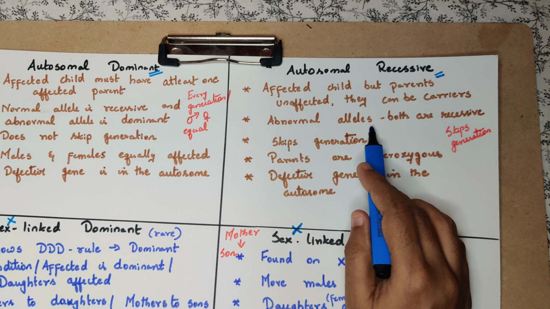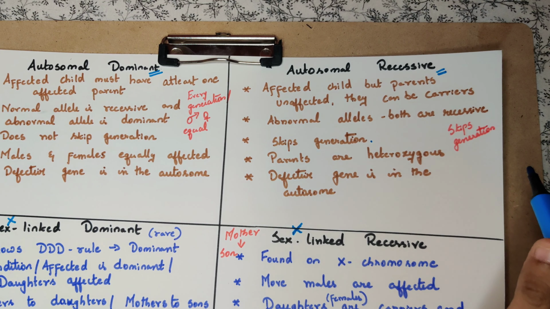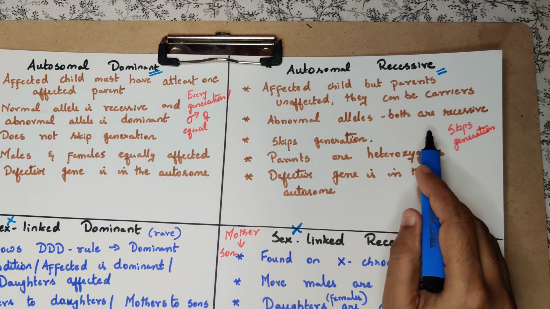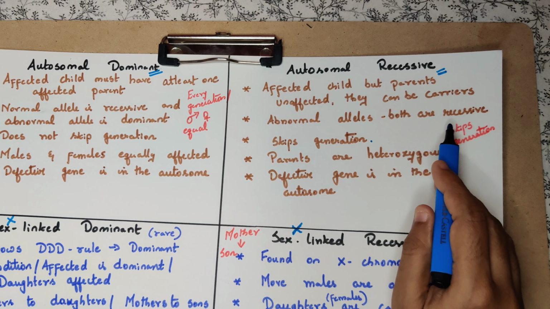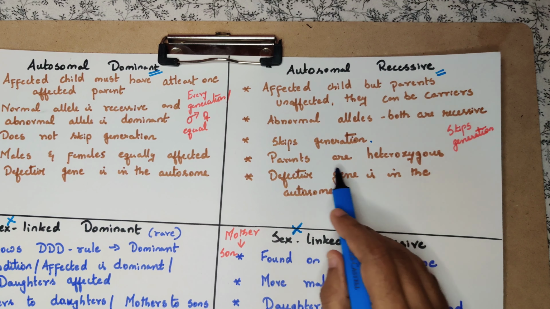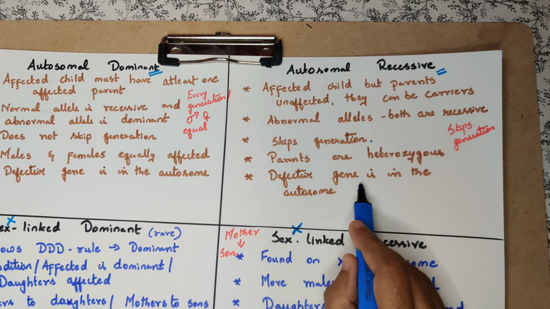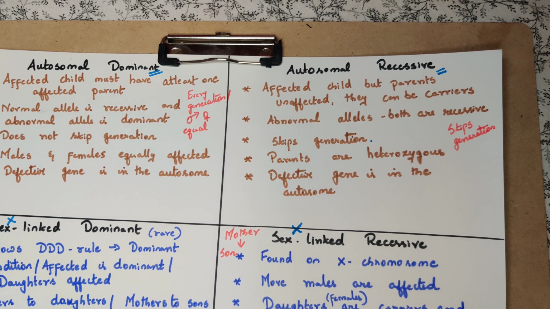Second one, abnormal alleles. Both are recessive. For this particular trait to be present, both the genes must be affected, then only you can say that it is a recessive gene. And then parents are heterozygous for this, and the defective gene is in the autosome. So this is how it is very, very easy for you to solve autosomal recessive trait.